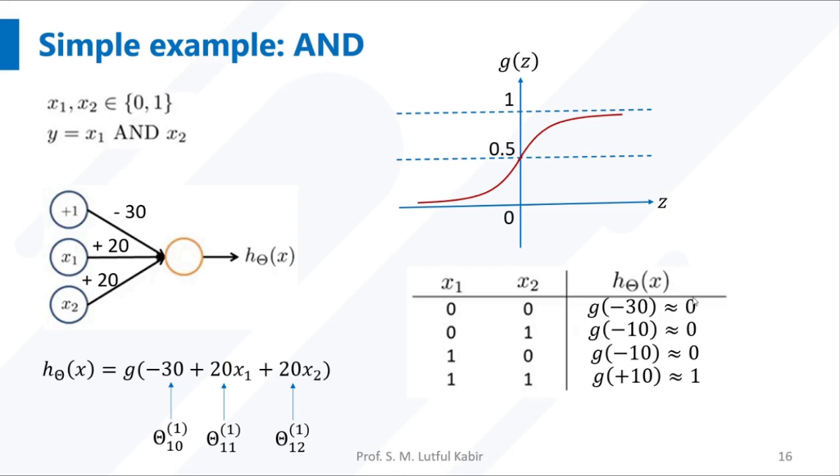So you see the output values 0, 0, 0, 1. So when both are 1, then it is 1. Other than that, it is always 0. So it is actually an AND gate. So the logical gate AND can be simulated or implemented by a neural network if we can get the proper value of theta.